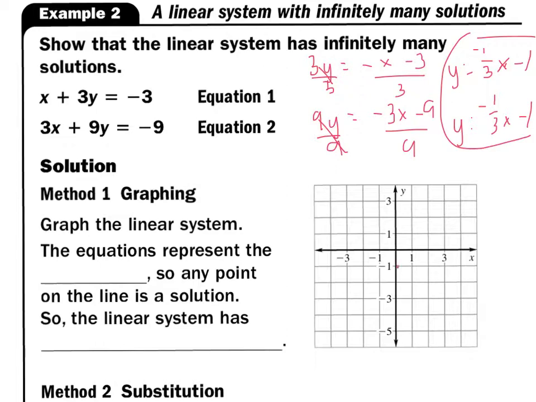They cross at negative 1. And they have a slope of negative 1/3, meaning I'm going to go down 1, right 3, or up 1, left 3, leaving me with this. But as I said, they reduce to the exact same equation, meaning that they're the same line.